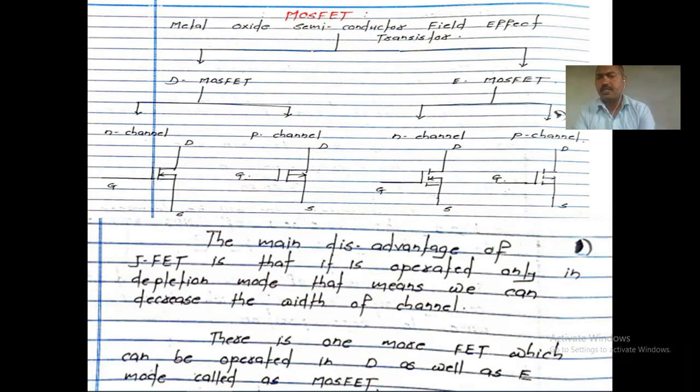See, D MOSFET is the same as your JFET. In that case, we are applying the gate to source voltage, that is the depletion voltage. Accordingly, we vary the size of the depletion, that is, we vary the size of your depletion area. And see the thing with respect to your MOSFET, right? Another is the enhancement type of MOSFET.